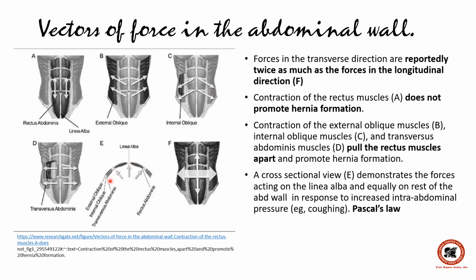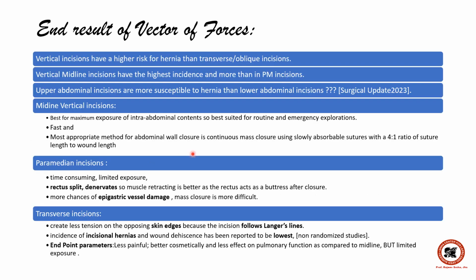Based on Pascal's law, the abdomen acts like a round container, and any increase in the intra-abdominal pressure is equally distributed all around the ventral abdominal wall and of course the lateral abdominal wall. But the maximum is on the linea alba, the weakest link, and that is why the formation of hernia is most common in the midline or paramedian.